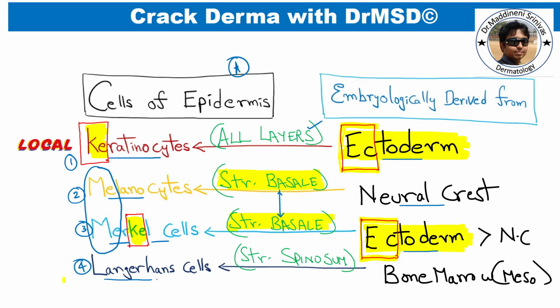Whereas Langerhans cells, they are present in the stratum spinosum, and they are derived from mesoderm, that is bone marrow. So if you notice here, keratinocytes and Merkel cells both have KE in the names. So you can just remember that these are ectodermal in origin.